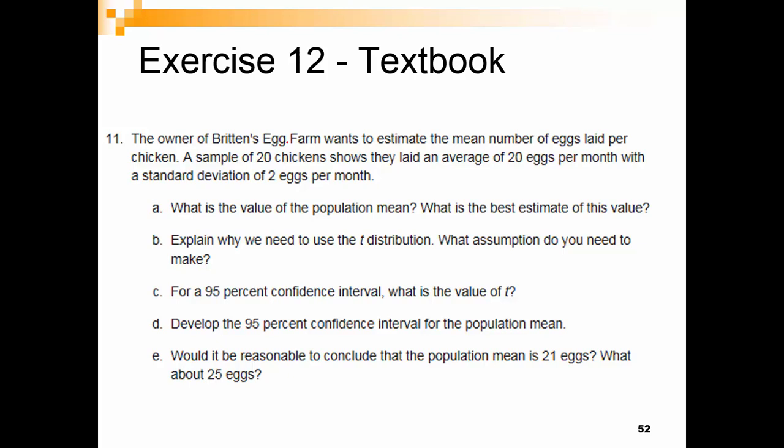Okay, so as we always do, let's pull out the important information. Here's our N, our sample size is 20. And that sample laid an average of 20 eggs per month. So that is our X bar, our sample mean, with a standard deviation of 2. Now, the English in this might confuse some of you, but that's an S, that's not a sigma. That's the standard deviation of the sample. So we don't need to do B. That's theory. We don't need to do theory in this class.